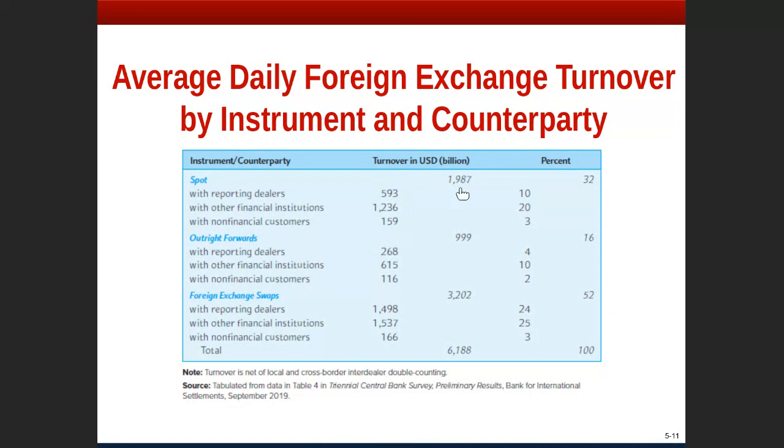And you can do the math, you can aggregate these numbers to get 1987. Just as aggregating these 3 numbers here will give you 999. And the total of these 3 numbers here is 6188. So this is a huge market, by the way. This is a big market.